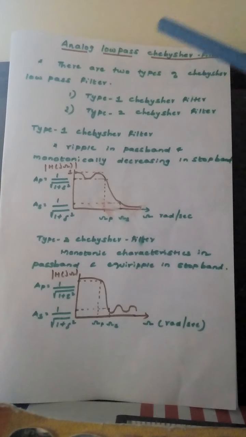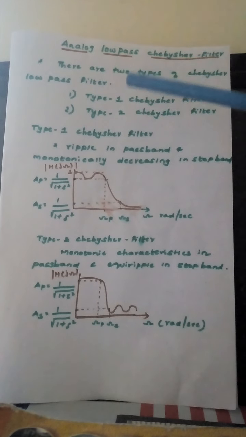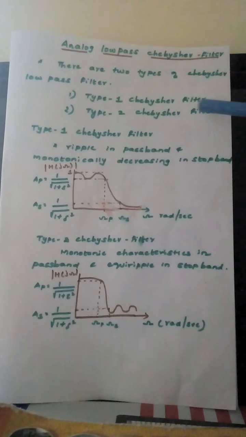Today we'll see about the analog low pass Chebyshev filter. In the last video we saw how to design the Butterworth filter. In the Chebyshev filter there are two types: one is the type 1 Chebyshev filter, and the other is the type 2 Chebyshev filter.